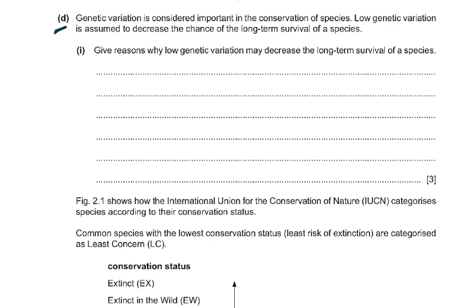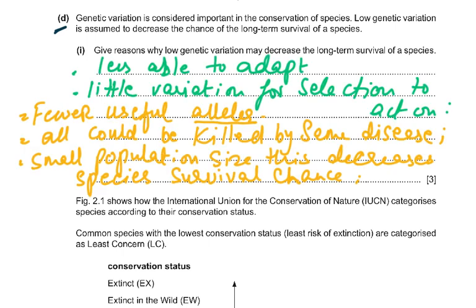I can give you another example of trees, oak trees. They have three types of roots: short roots, medium roots, and long roots. Now, if we only have the short and the long roots, then if there is a drought, many years of no rain, well, the short root trees will die. So you understand that low genetic variation will result in a decrease in long-term survival. So now the wordings of it: less able to adapt, little variation for selection to act on, fewer useful alleles, all could be killed by the same disease.